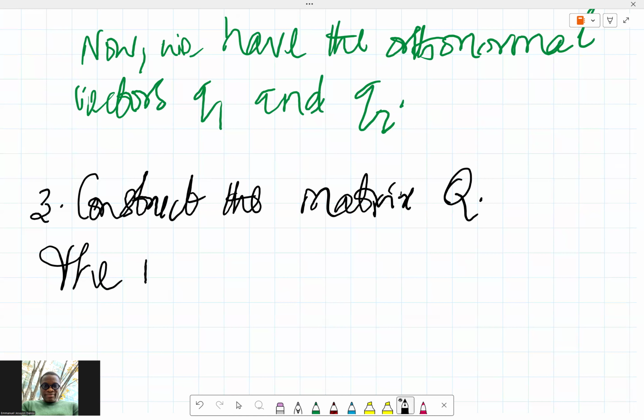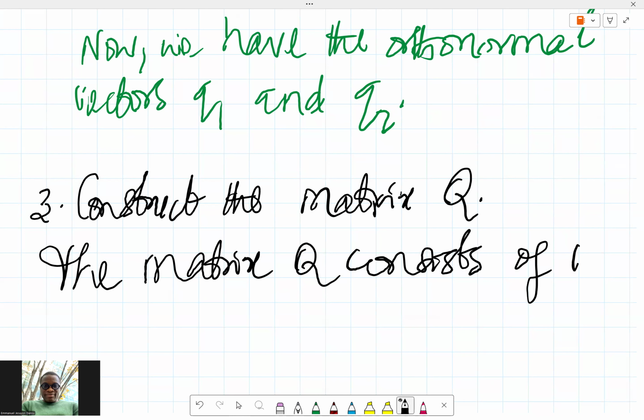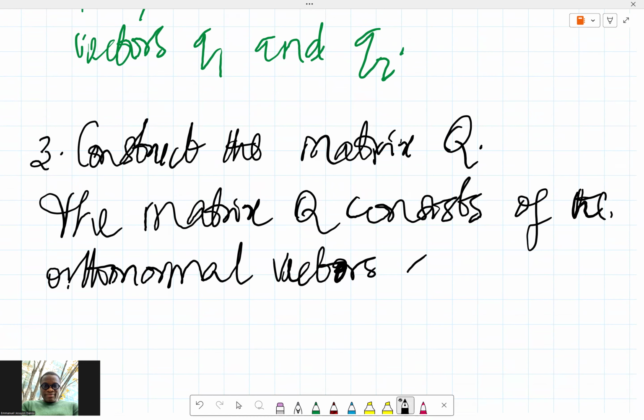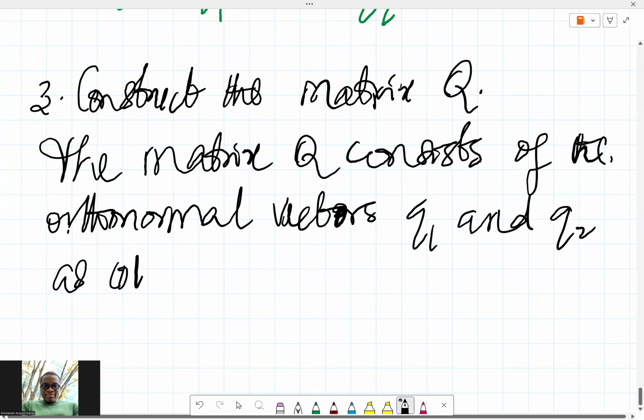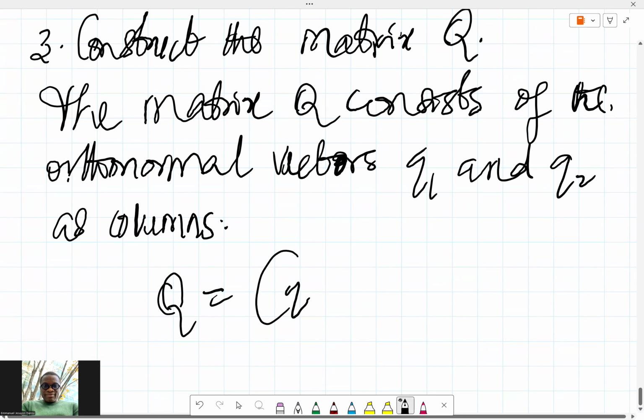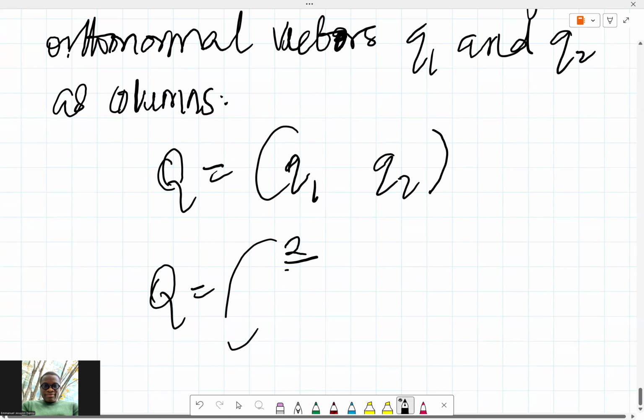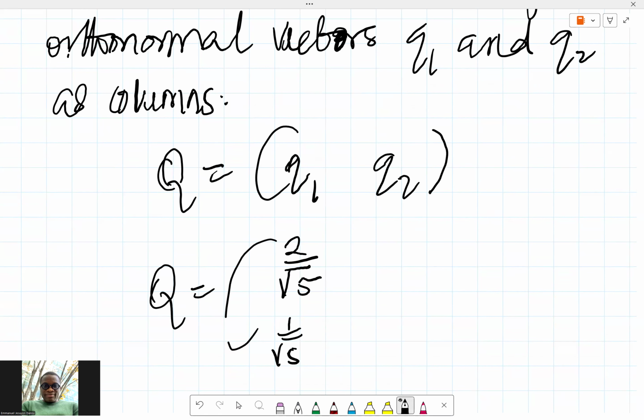So the matrix Q consists of the orthogonal vectors Q1 and Q2 as columns. Okay. In essence, we are saying that Q is Q1, Q2, meaning that Q1 is 2 over root 5, 1 over root 5, whereas Q2 is minus 1 over root 5, 2 over root 5. That is what our Q is.